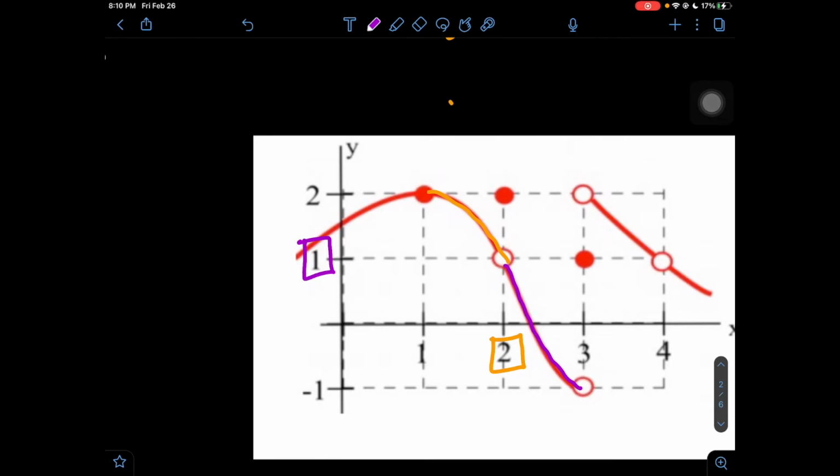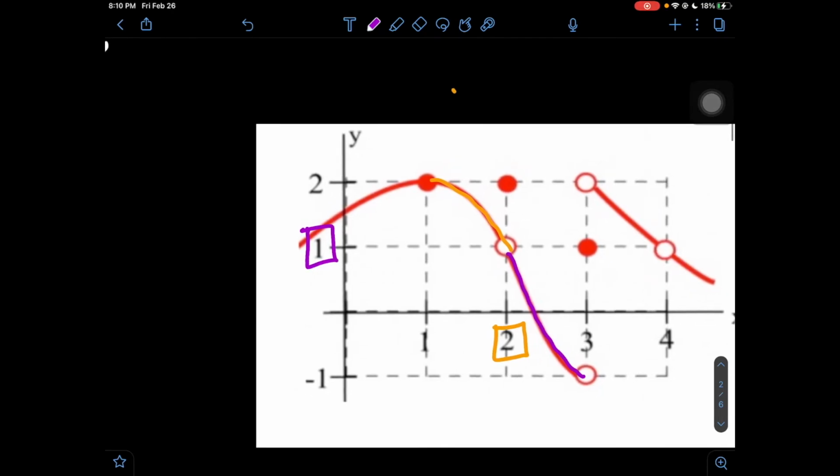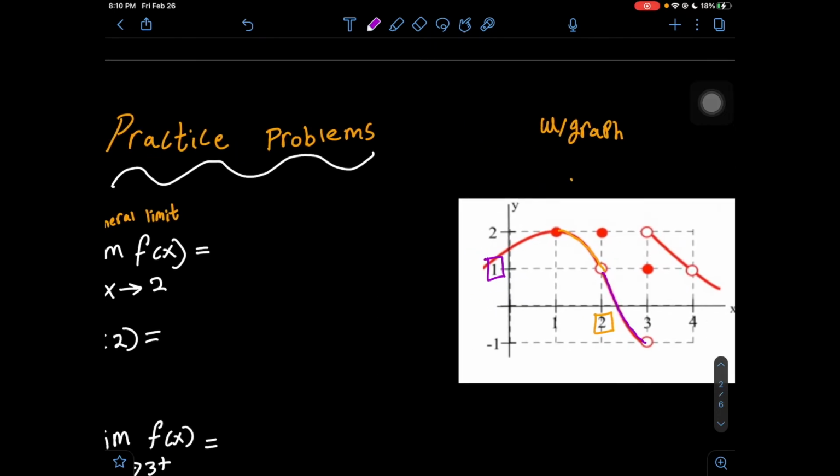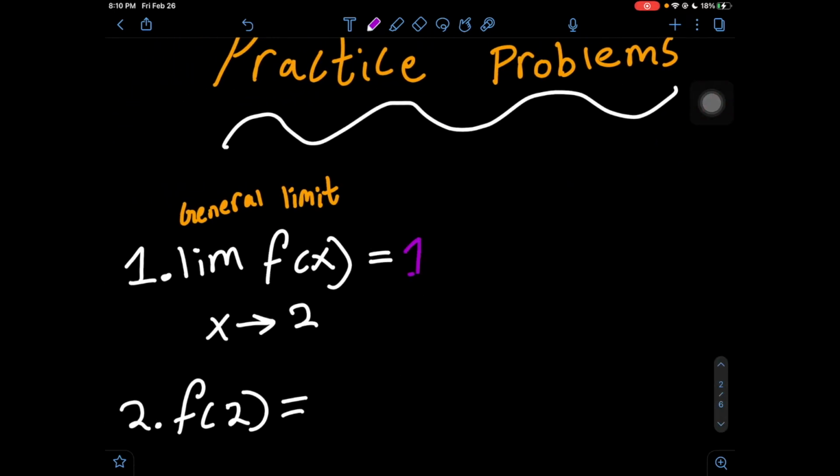Well, if they both approach the x value at the same y value, and when we say approach, what the arrow is signifying is, let's just say we're going down to 2. What y value are we going towards at that x coordinate? We're going towards the y value of 1. This means that the graph is approaching x coordinate of 2 at a y value of 1. So the answer to our first problem is 1.